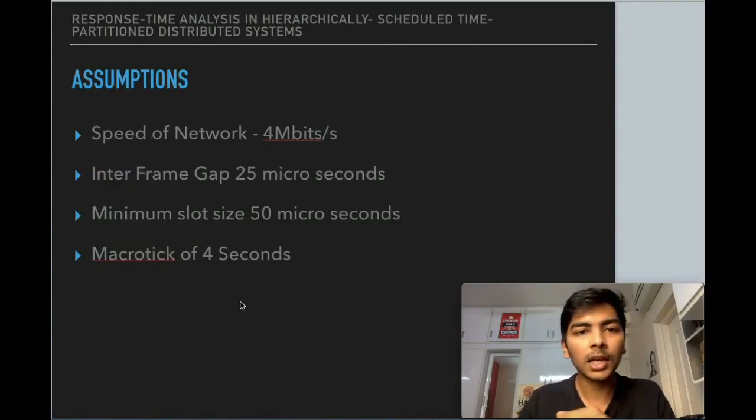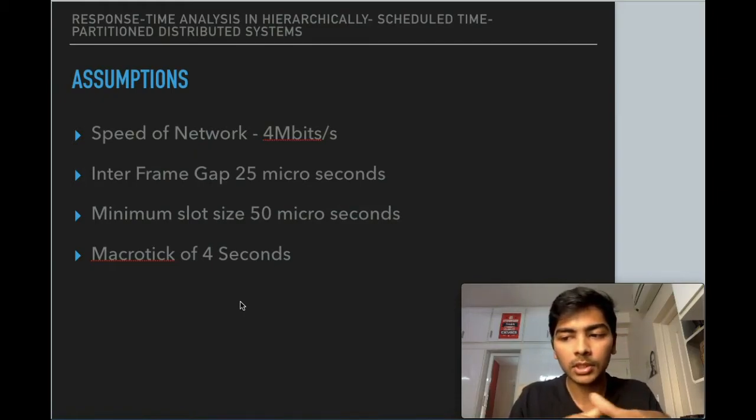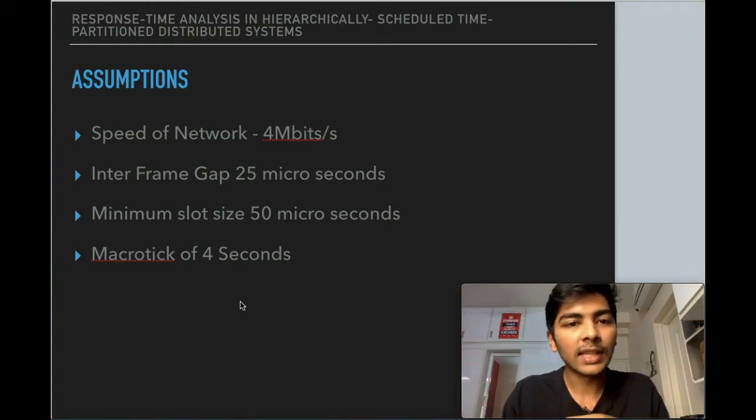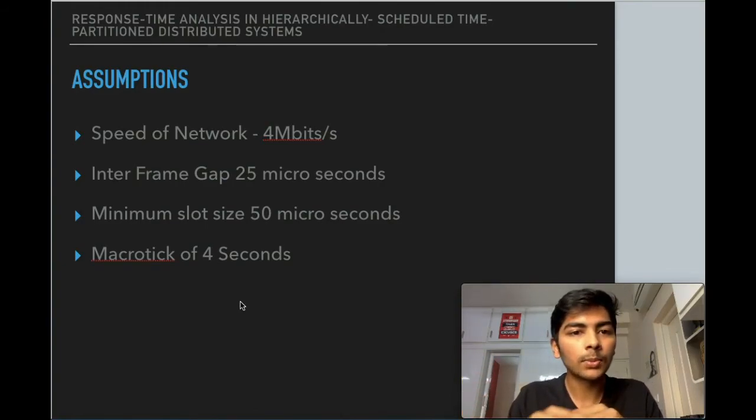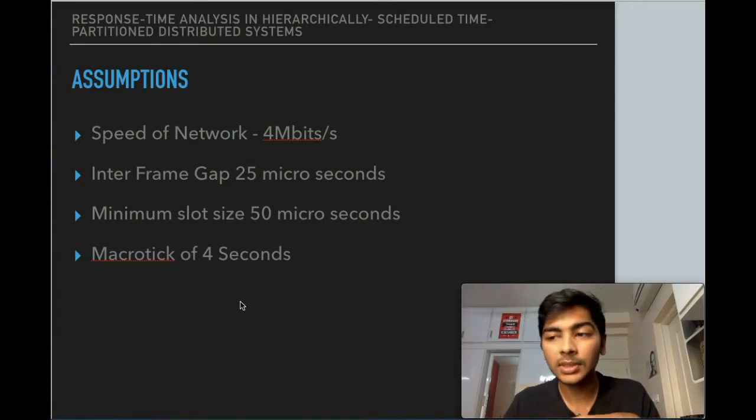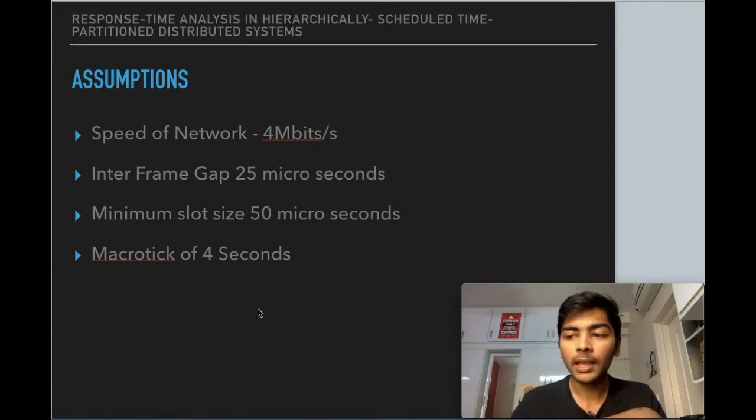Now we have particular assumptions for this network because it's a TTP network. The assumptions, based on the TTP which was explained by my colleague, are that the speed of the network must be 4 megabits per second, the interframe gap must be 25 microseconds, the minimum slot size must be 50 microseconds, and the macro tick size should be 4 seconds. These are some basic assumptions we're taking.